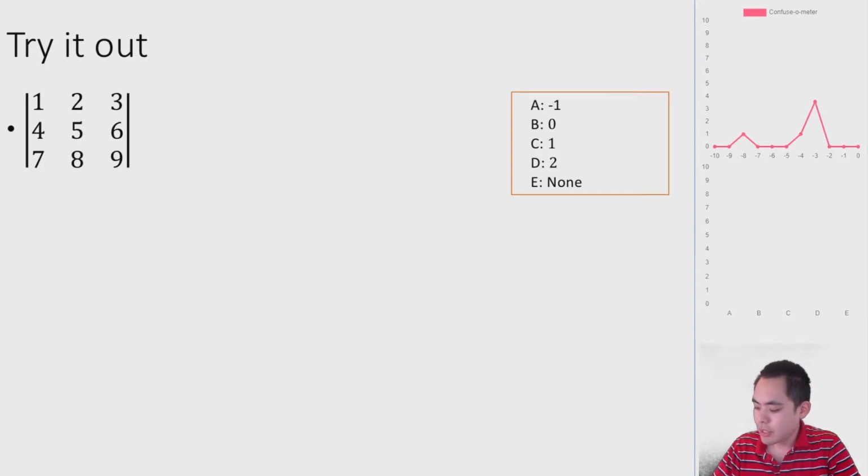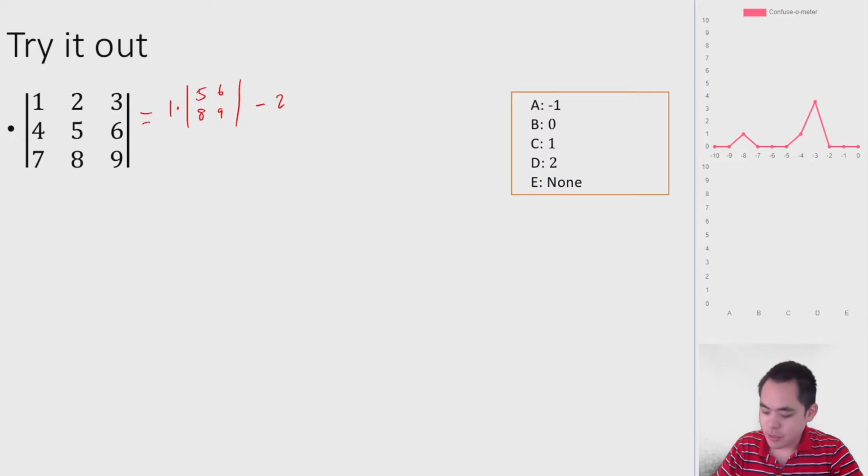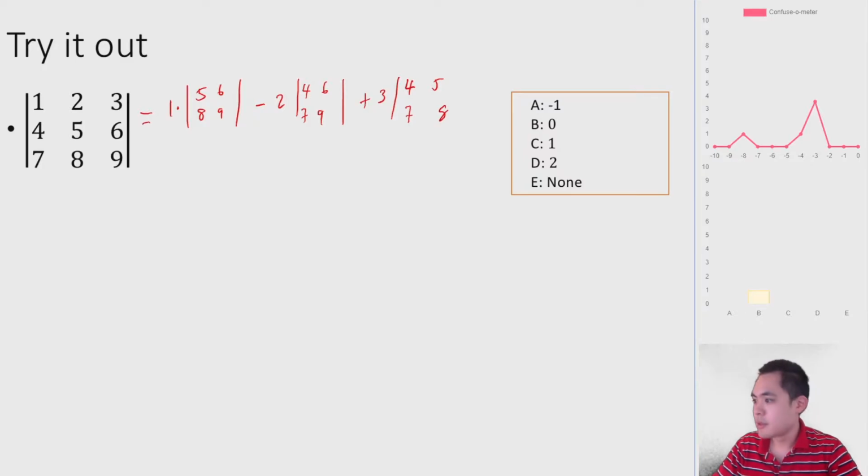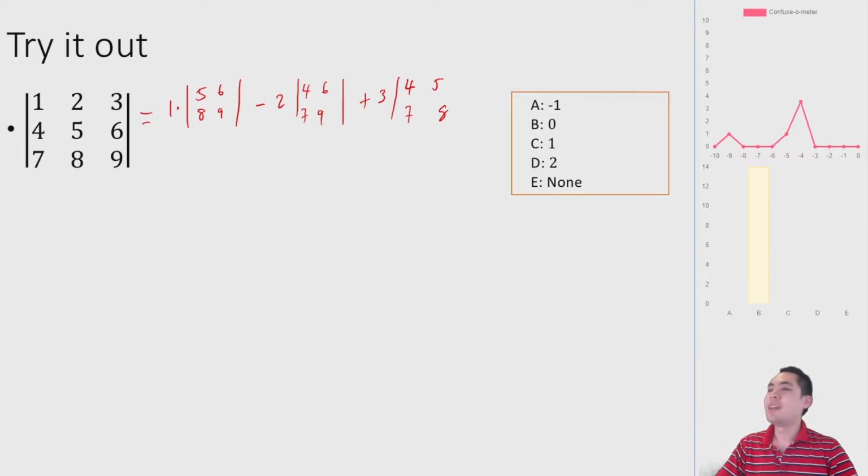So let me go ahead and write out the cofactor expansion, though you'll still need to compute it. So this is equal to 1 times the determinant of 5, 6, 8, 9 minus 2 times the determinant of 4, 6, 7, 9 plus 3 times the determinant of 4, 5, 7, 8. Oh, okay. So it looks like... oh, wait, we got a pi in there? Interesting. Yeah, so it looks like everyone got B. So let's go ahead and write this out just so that everyone's on the same page.